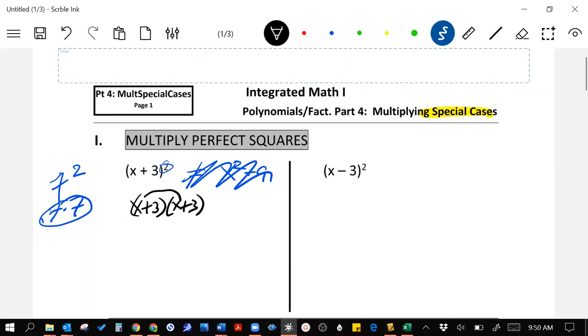And we do the same thing we did in the last section. That's x squared, plus 3x, plus 3x, plus 9. So that's x squared plus 6x plus 9.